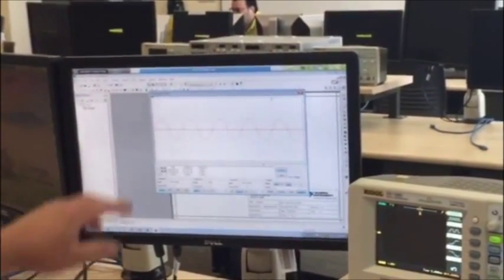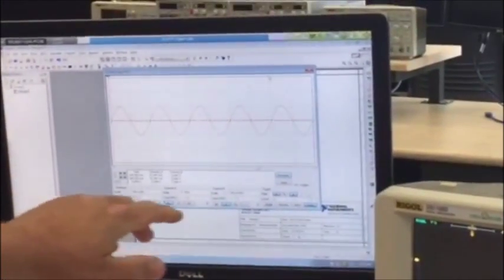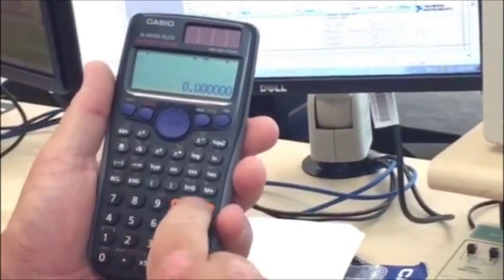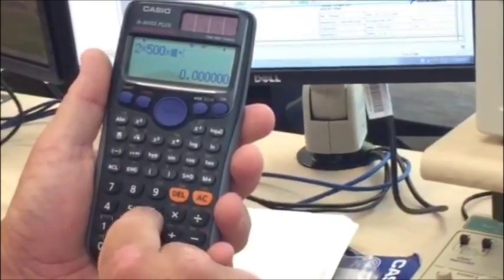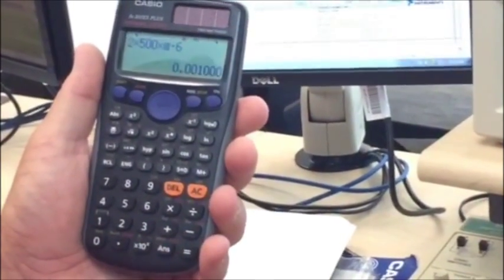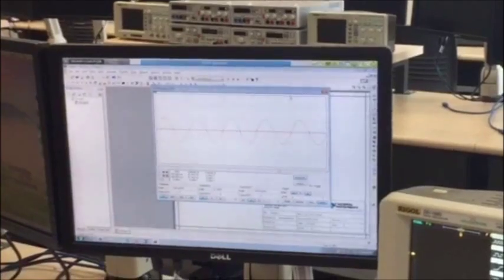Okay, we're next going to be measuring the period of the sine wave. I'm going to count how many blocks across, and we're going to multiply that by 500 microseconds. So we got 2 blocks across times 500 microseconds. And it gives us a value of 1 millisecond.